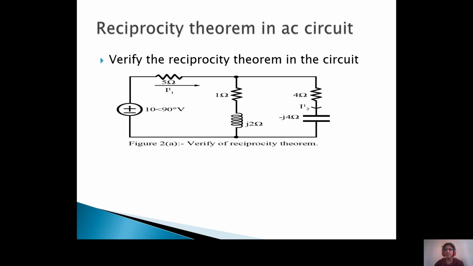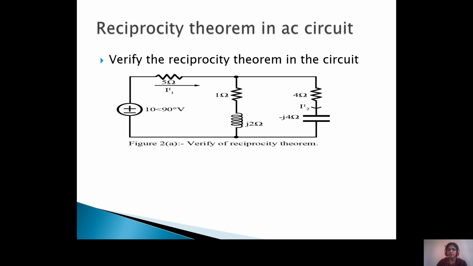So, the reciprocity theorem in terms of AC circuits. In the last class I discussed one problem based on DC circuits. So verify the reciprocity theorem in the circuit. For the voltage they gave 10 at an angle of 90 degrees, with a 5 ohm resistor, a 1 ohm resistor, a J2 ohm element, and 4 ohms minus J4 ohms. So there is resistance, and there is capacitance and inductance. So the reciprocity theorem must hold.